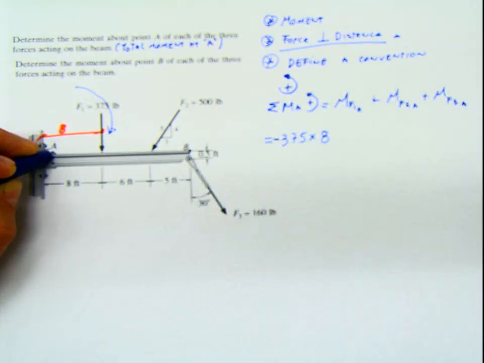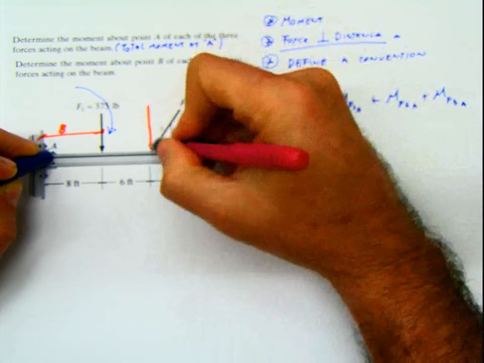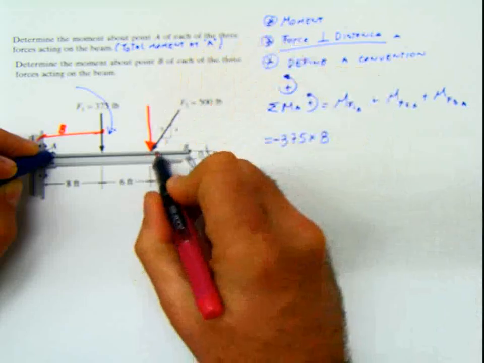Okay, for the case of F2, F2 has two components. It has a vertical component here and a horizontal component here.